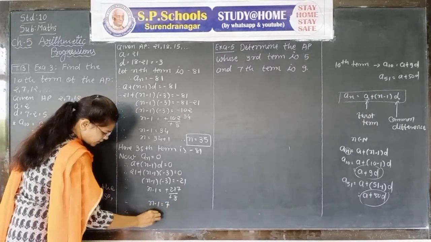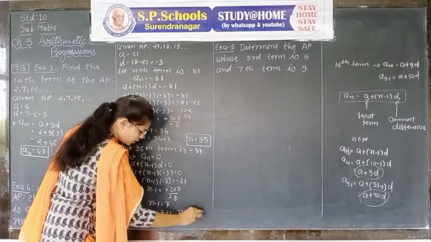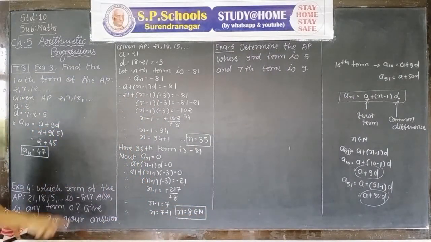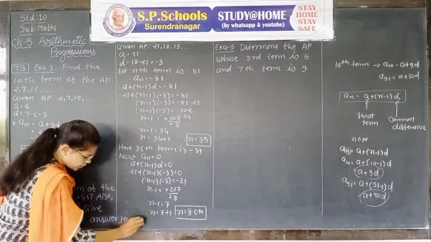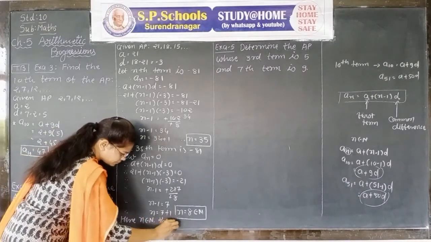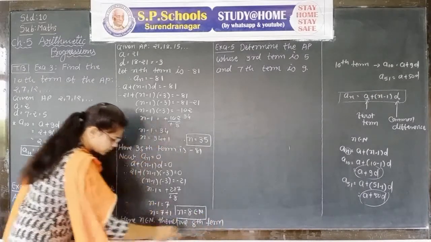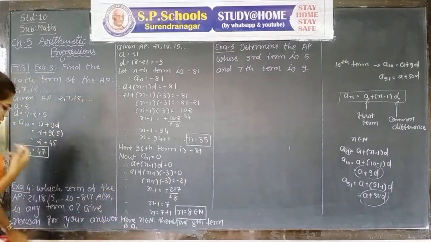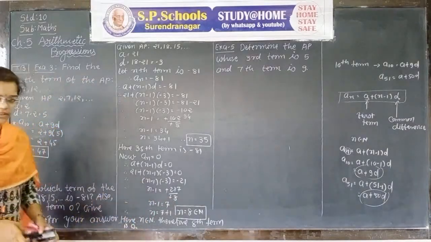Therefore, n is equal to 7 plus 1. n is equal to 8, which belongs to N. Here small n belongs to capital N. That's why the 8th term of the AP is 0. Here small n belongs to capital N. Therefore, the 8th term is 0. It is possible. What is our answer for this question? Because small n belongs to the capital N.